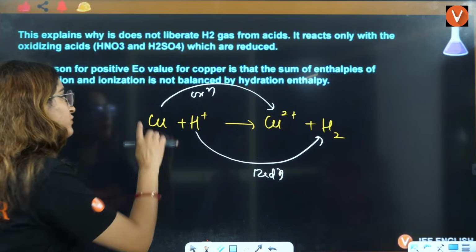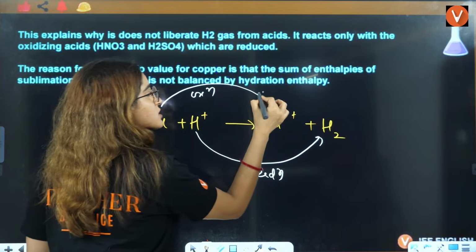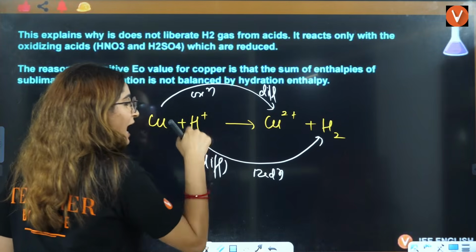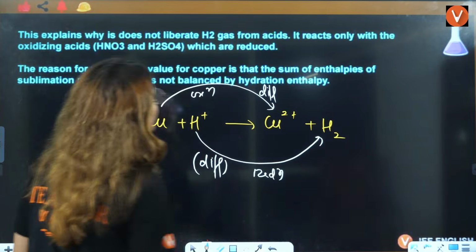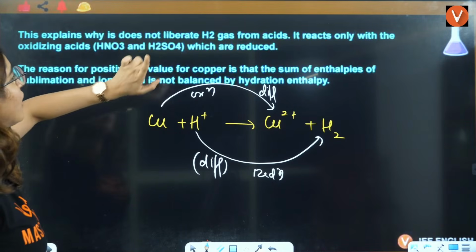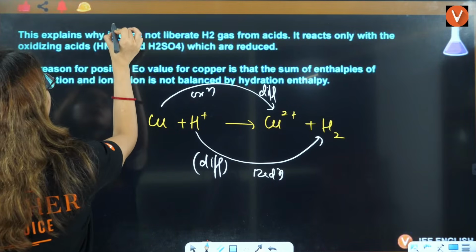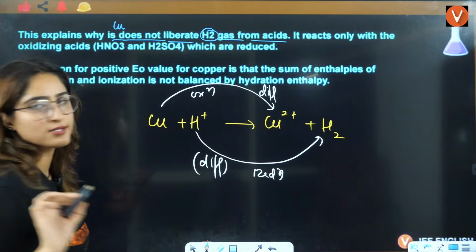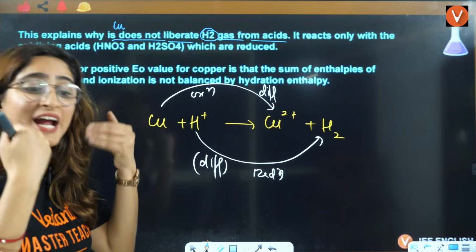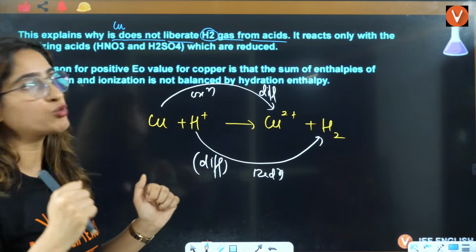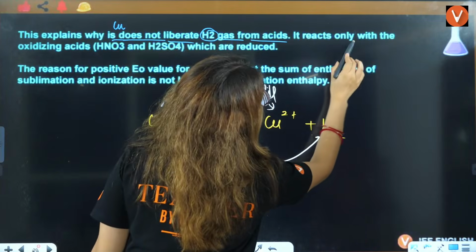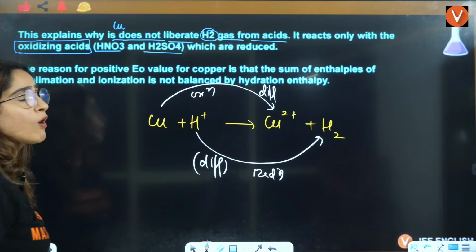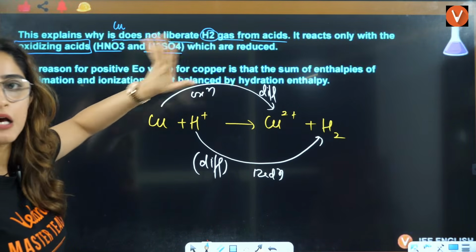No. Because if this conversion is difficult, then this conversion is also going to be difficult. And that is the reason this explains why Cu does not liberate H2 gas from acids. It will not be able to do this because it is not able to convert itself into Cu2+. So it reacts only with oxidizing acids like nitric acid or sulfuric acid, which are reduced.